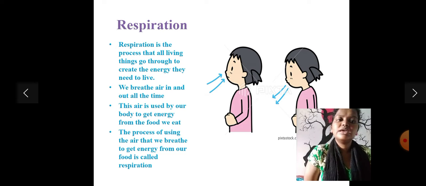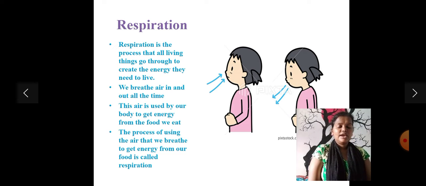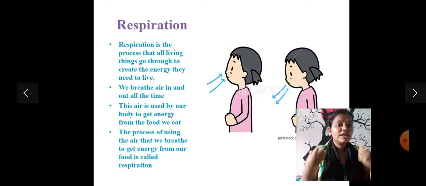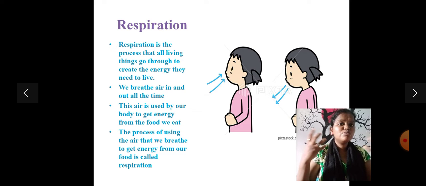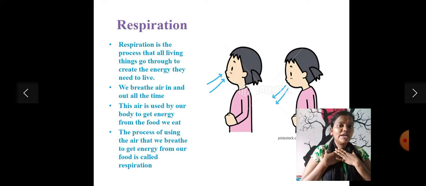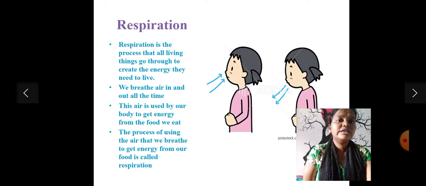We will do some exercise in respiration like exhale, inhale, exhale, inhale, exhale, inhale. Like that we are doing, no? That is respiration. We breathe air in and out. We are taking in oxygen and giving out carbon dioxide. The air is used by our body to get energy from the food we eat. After eating, we are getting energy. That air is used by our body. The process of using the air that we breathe to get energy from our food is called respiration.